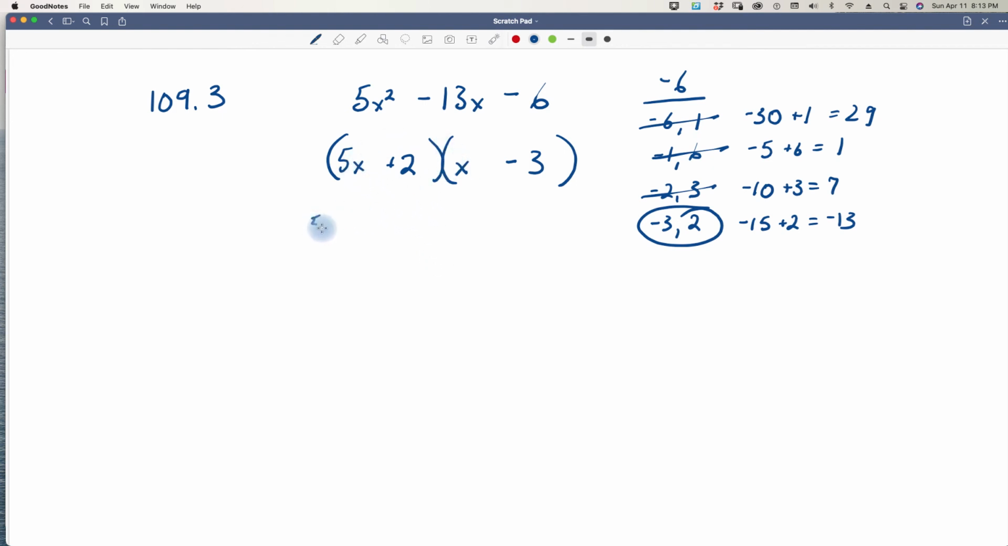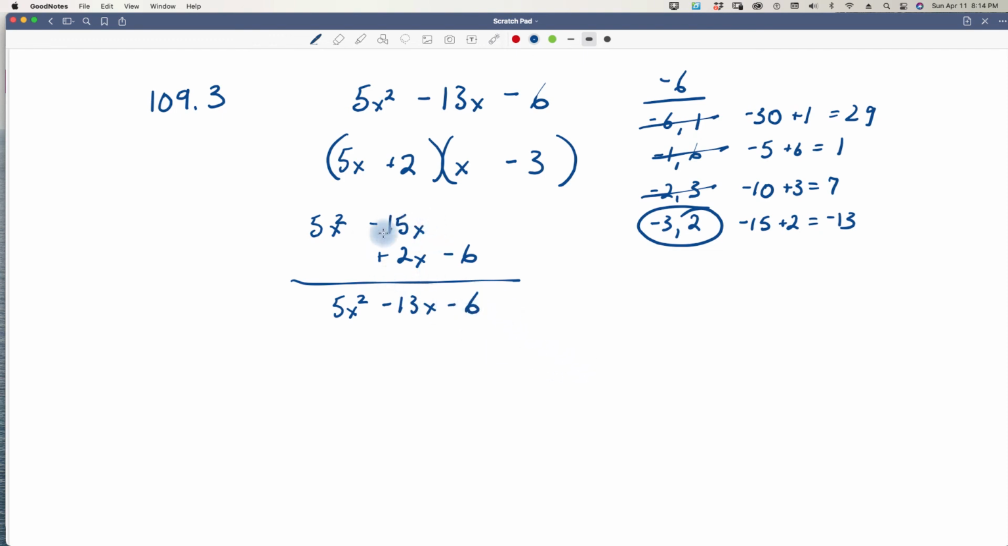5x times x is 5x squared. 5x times negative 3 is negative 15x. Positive 2 times x is going to be a positive 2x. And positive 2 times negative 3 is a negative 6. Notice how I shifted that down. You can do that if you want to. You don't have to. You can write it out in long form and combine it. This is just a different way to do it. If you like to stack, that's fine. It is just up to you.